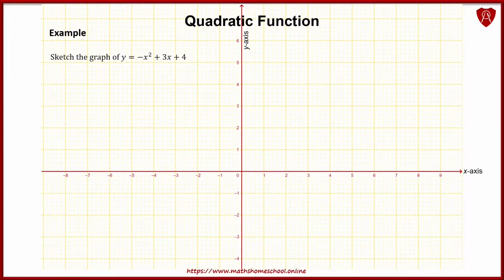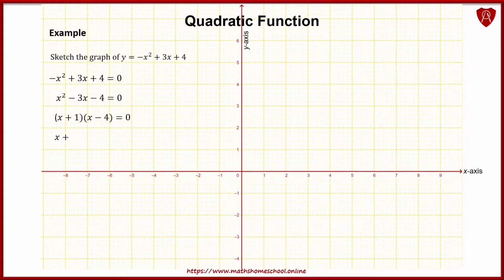We start by finding the roots. So we have negative x squared plus 3x plus 4 equals 0. If we multiply by negative 1, we can rewrite this in a more convenient form: x squared minus 3x minus 4 equals 0. Then we factorize the left-hand side and we get the factors (x plus 1) times (x minus 4) equals 0.